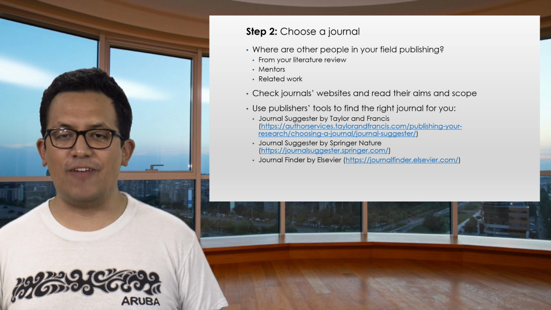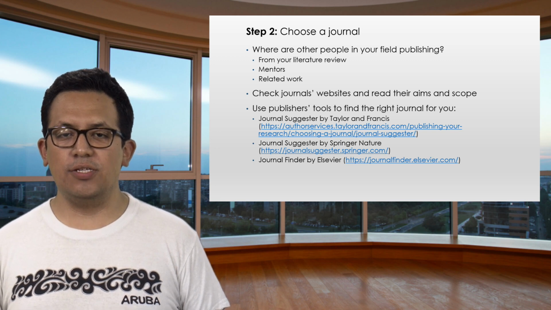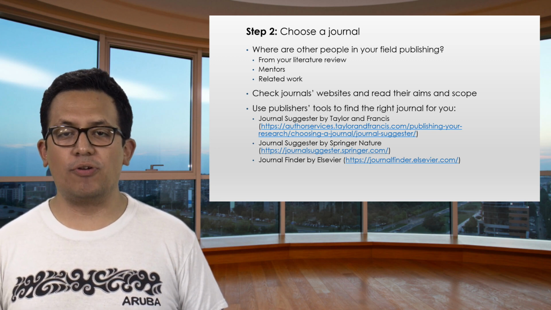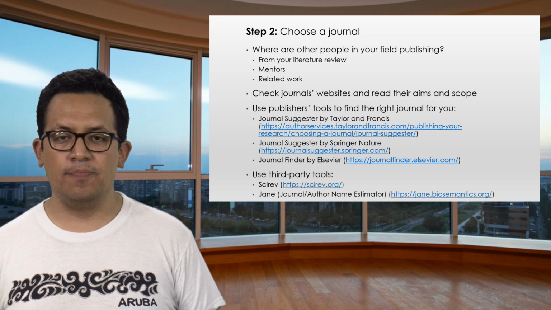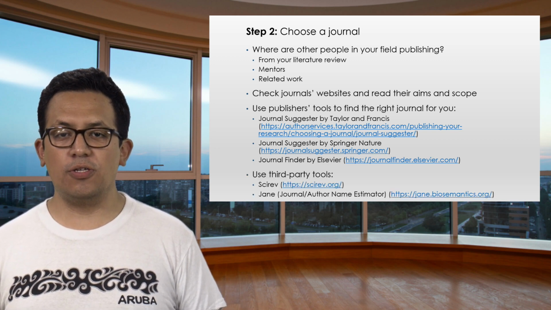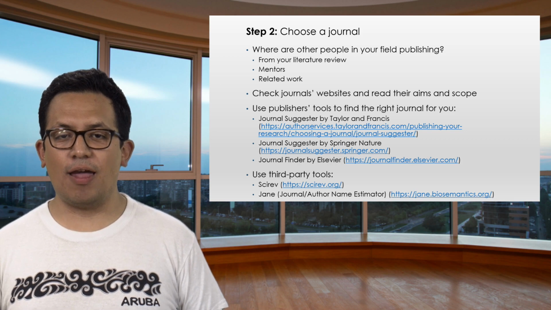Publishers such as Taylor and Francis, Springer Nature, and Elsevier have tools where you can put your keywords and abstract and they will suggest you the right journal for you. You also want to use third-party tools such as SciRev or Jane.